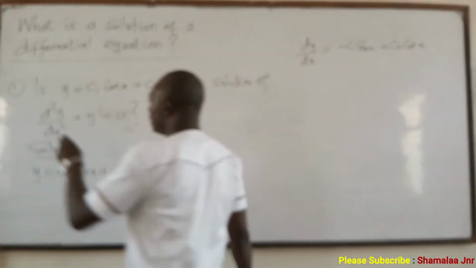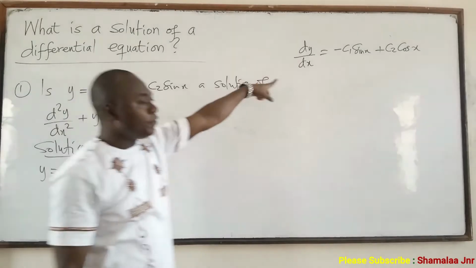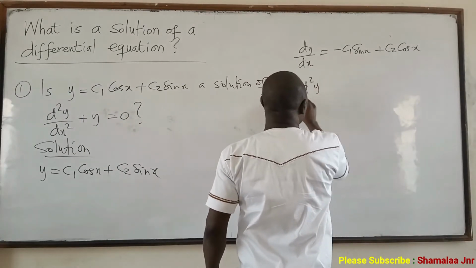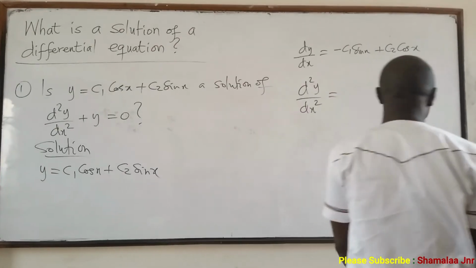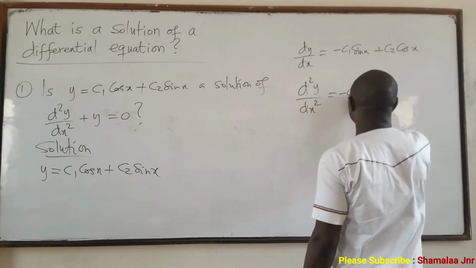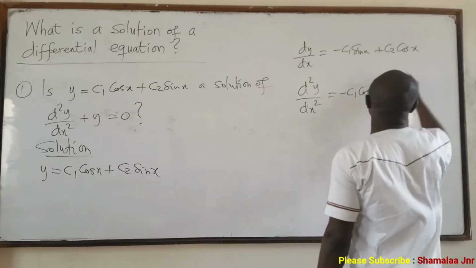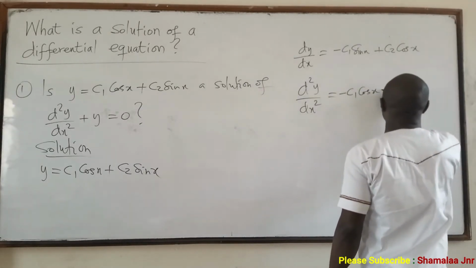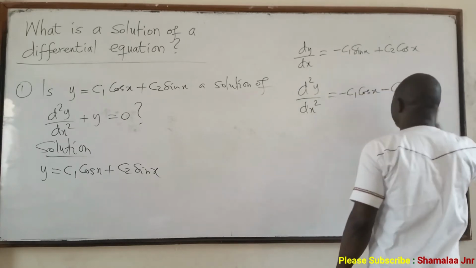But because the equation has d squared y dx squared, I have to differentiate this one again. d squared y dx squared is going to be, when you differentiate sin, you get cos, so negative c1 cos x. Now when you differentiate cos x, you get negative sin x, so negative c2 sin x.